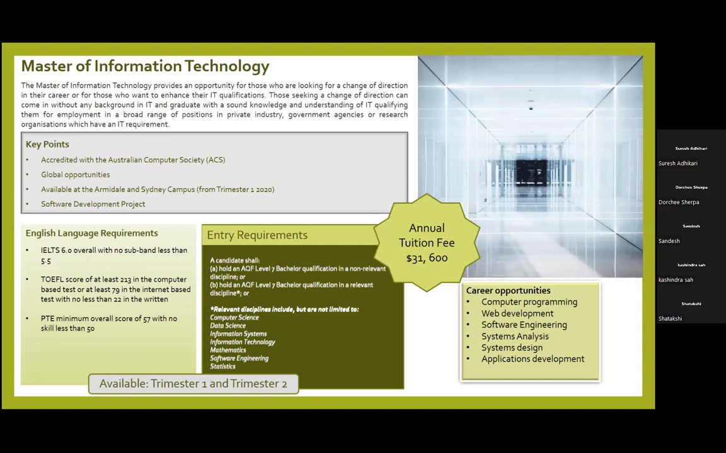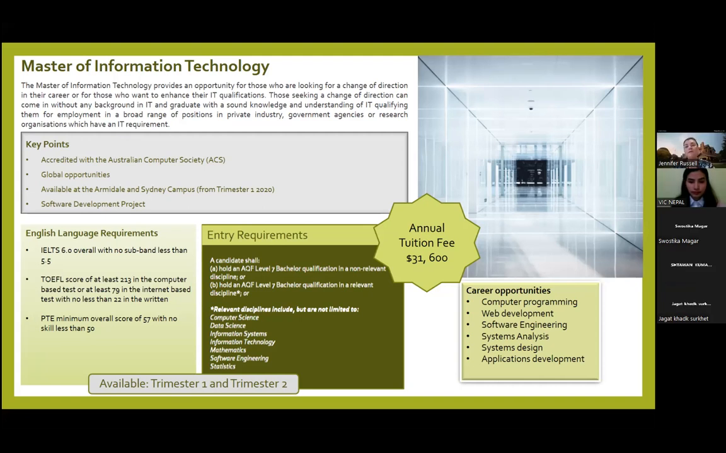English requirements are the minimum. So 6 overall for your IELTS, no subband less than 5.5. Your PTE, 57 with no skill less than 50. There's 2 intakes at both campuses. So 2 intakes for Armidale, 2 intakes for Sydney, trimester 1 and trimester 2. And annual tuition fees are $31,600. Again, that's before the 30% bursary. So that can be reduced by 30%.